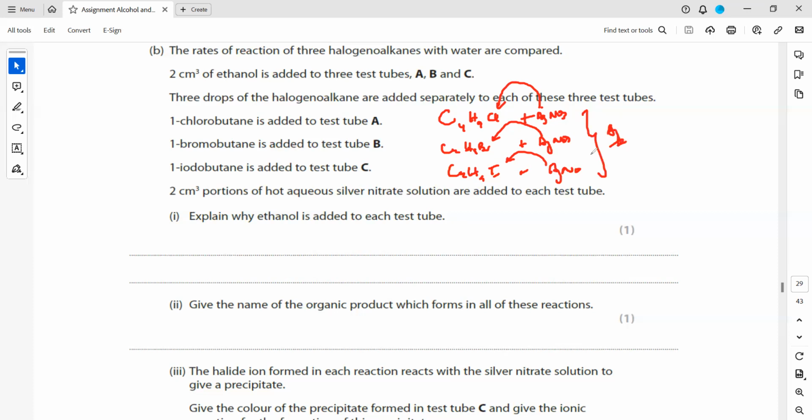All of them are aqueous, so water molecule is there. So the OH will combine with C4H9, and as a result it will produce butanol. Butanol will be produced because C4H9, from which the halogen is removed, combined with the OH of the water molecule, as these substances are aqueous.